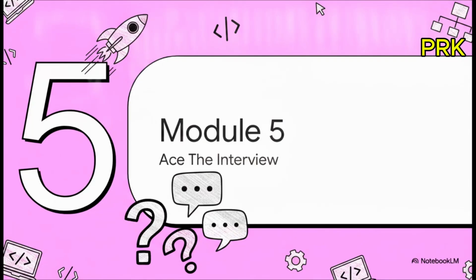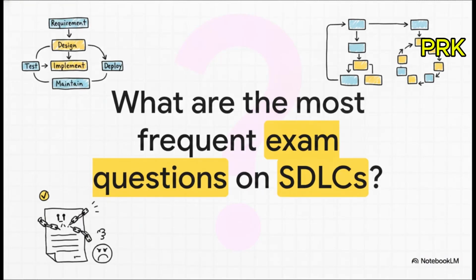All right, home stretch, Module 5, Ace the Interview. Time to get you ready. Let's look at the standard exam and interview questions you are almost guaranteed to face. An interviewer will almost certainly ask you to define SDLC and explain its phases. They'll ask you to compare Waterfall and Agile. They'll ask exactly why the Agile Manifesto was created in the first place. But if you've been following along, you already know the answers.